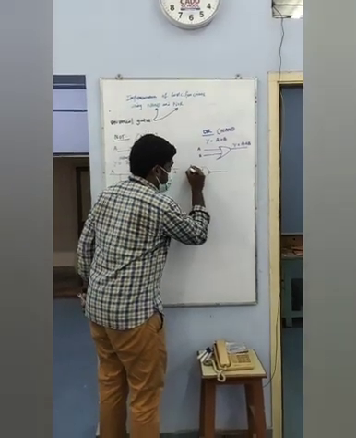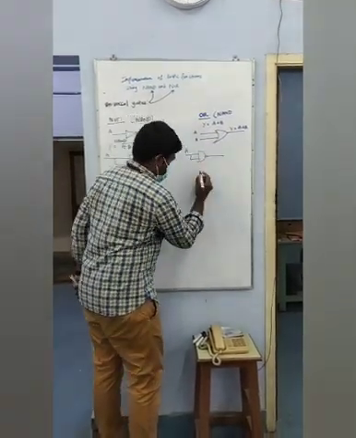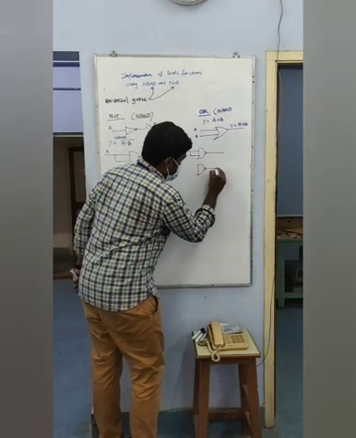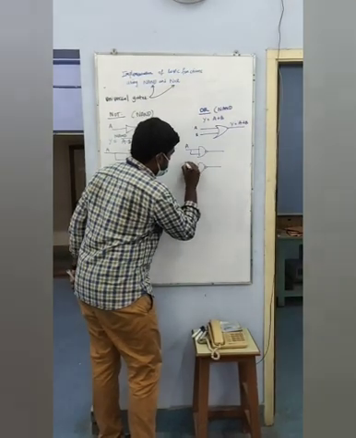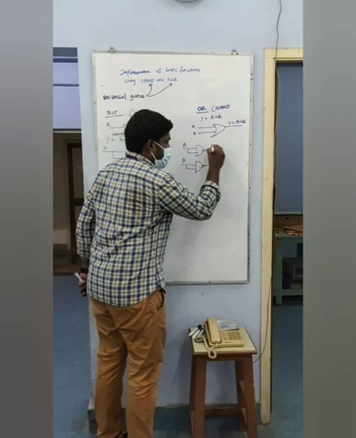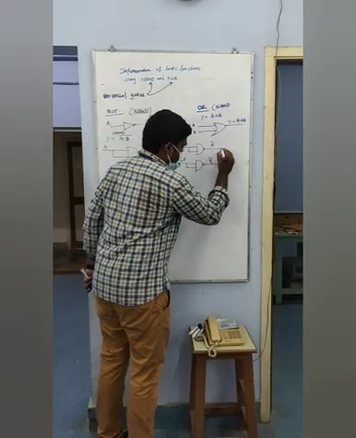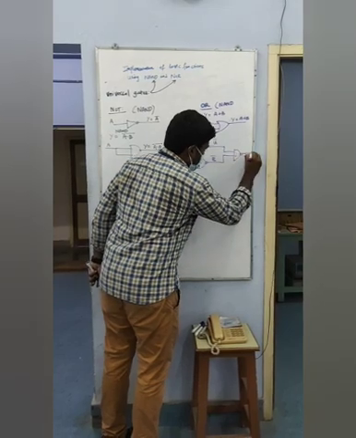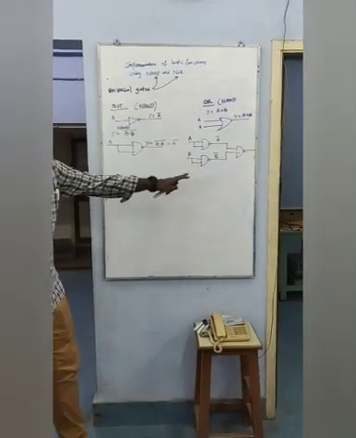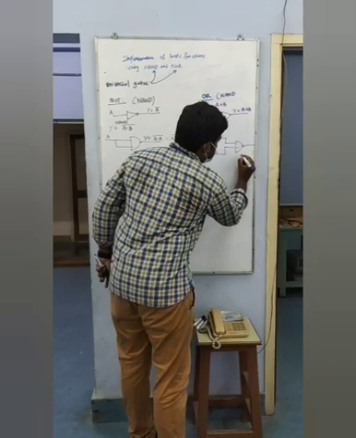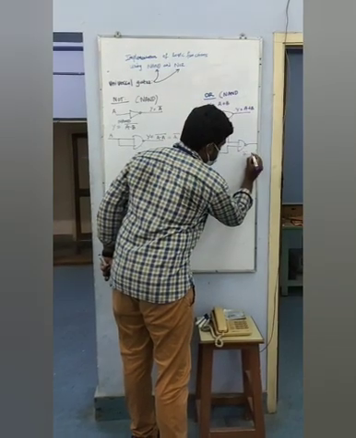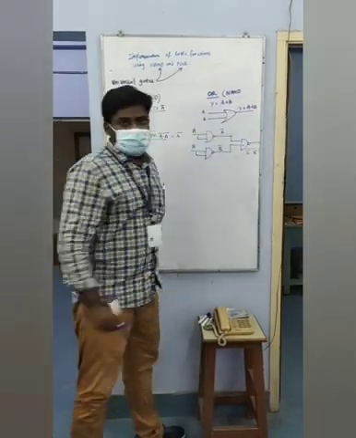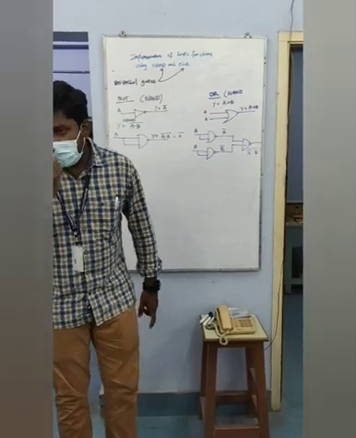So this is A. I will give A to my NAND, and then I have one more NAND. I give B to it. What is the output? A bar, B bar. Then these two signals are given to one more NAND gate. So what is this? A bar dot B bar the whole bar.